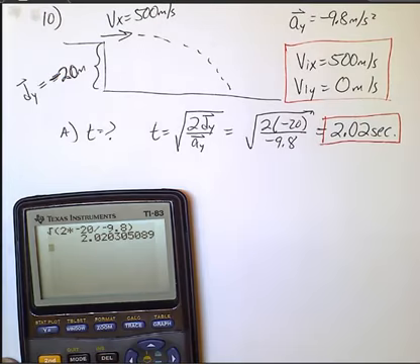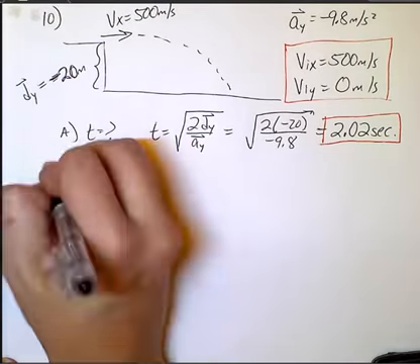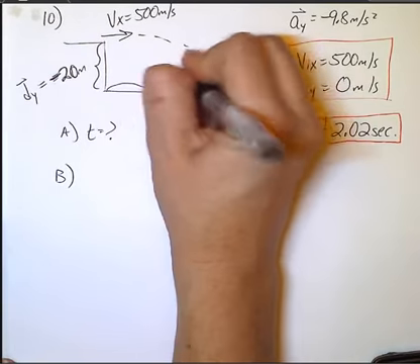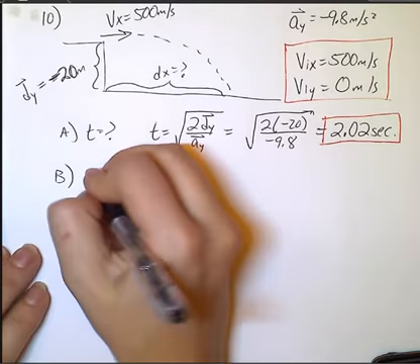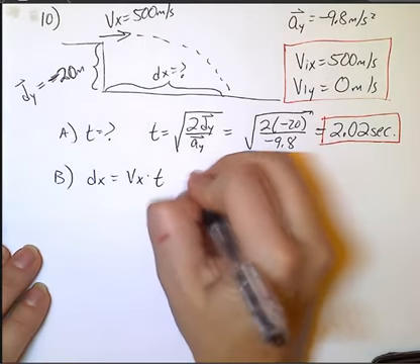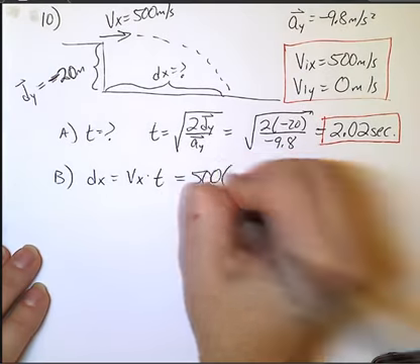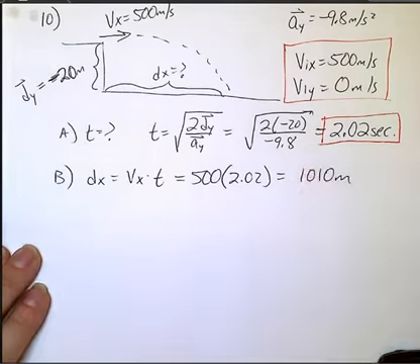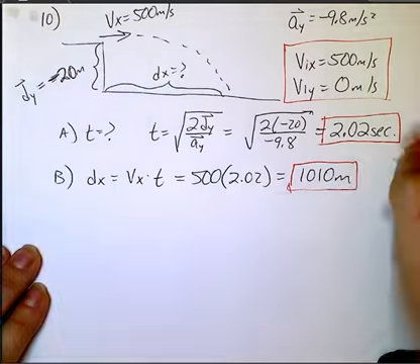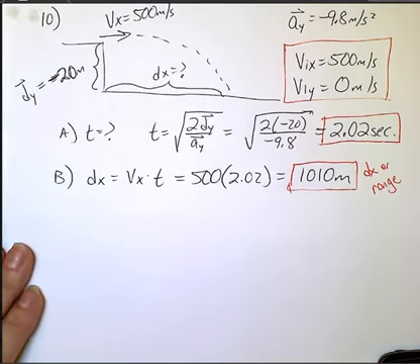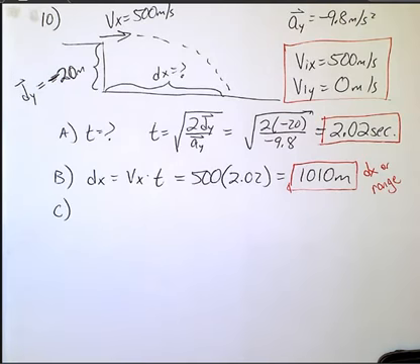Part B wants to know how far away on the ground from the base of the tree does it land. That is this distance here, and we call that dx. So for the equation for dx, we can go ahead and use the easier one since we already have the time. 500 times 2.02 is about 1000 meters. And another way to say that is its range. That's dx or range.